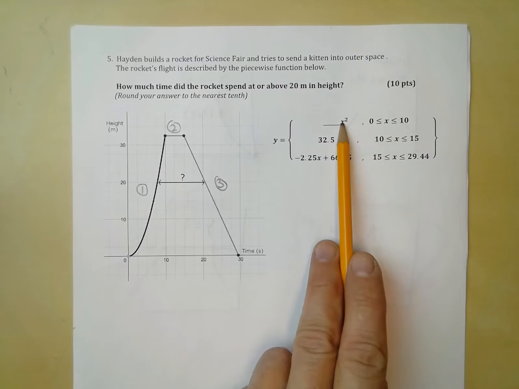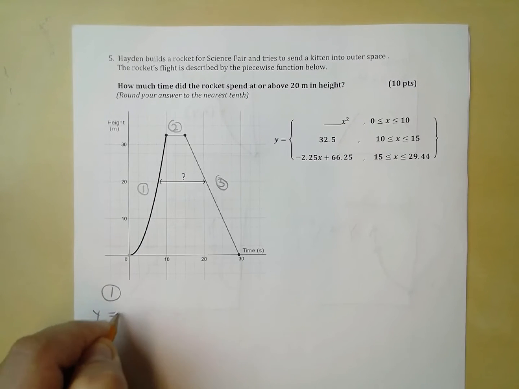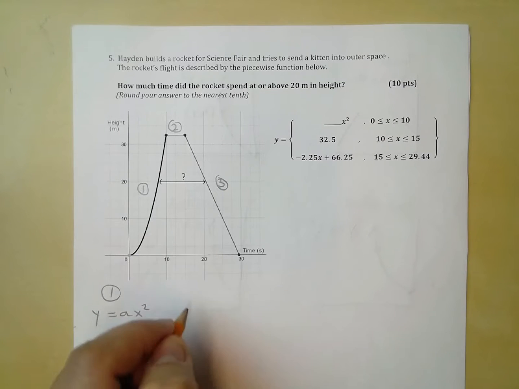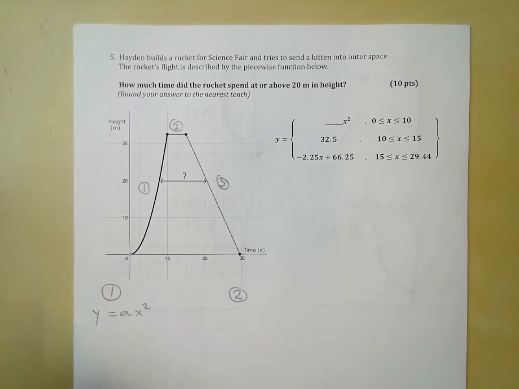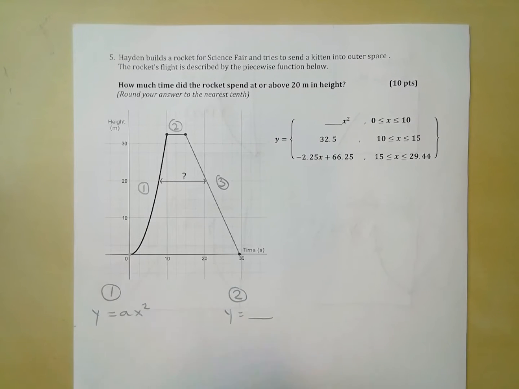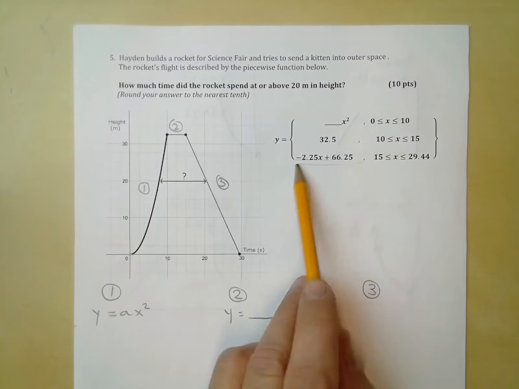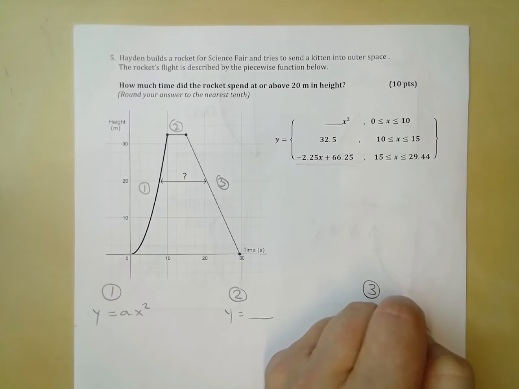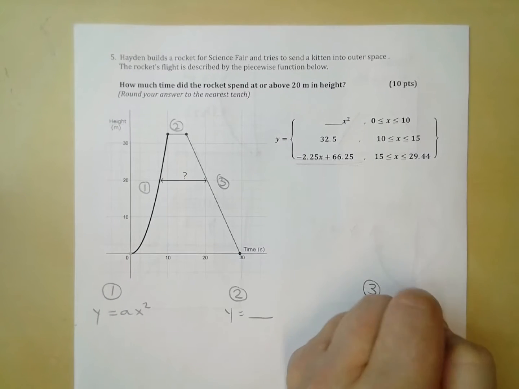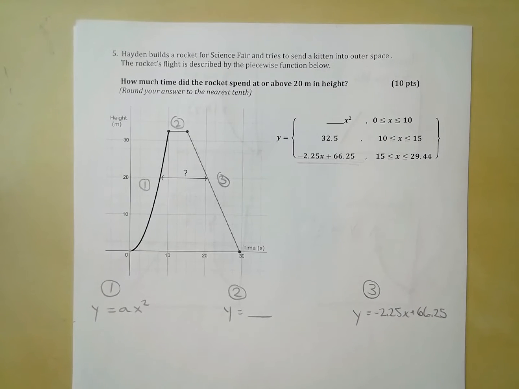So section 1, we can see they gave us a hint right up here. For section 1, we're looking at a quadratic, y is equal to ax squared. For section number 2, we're looking at the constant function where y is going to be equal to some number. And then section number 3 is a linear function. It's a straight line. And look what they did. They gave us the whole equation. So write it down. y is equal to negative 2.25x plus 66.25. So not a ton to find on this one.